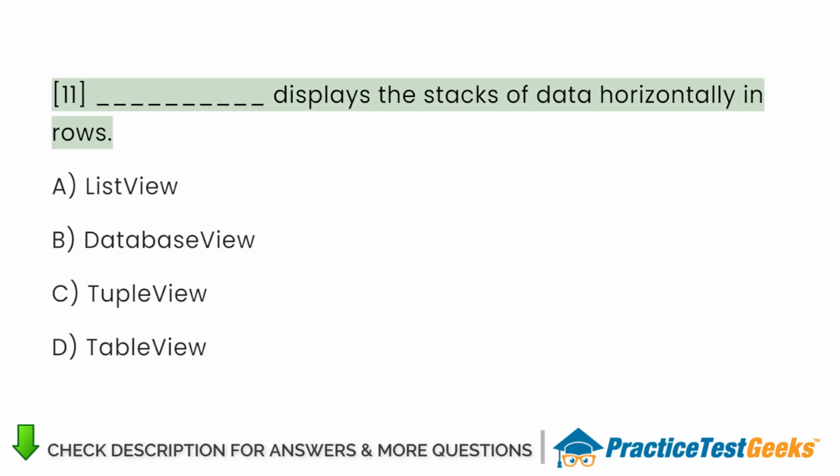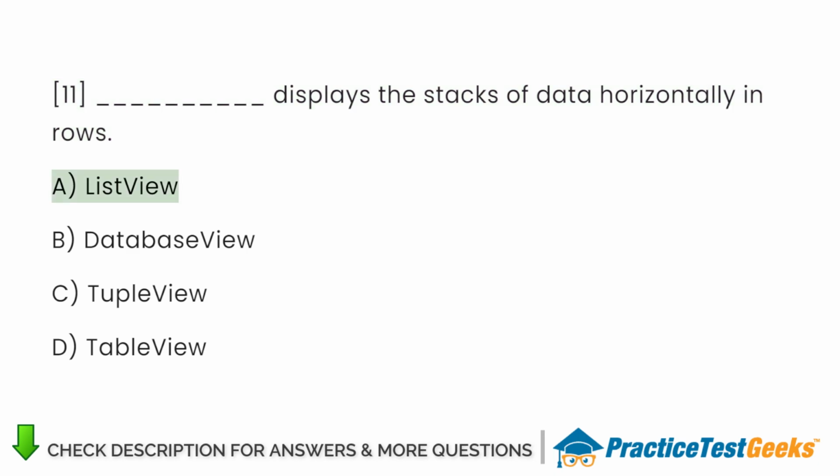Which displays the stacks of data horizontally in rows? A. List view. B. Database view. C. Tuple view. D. Table view.